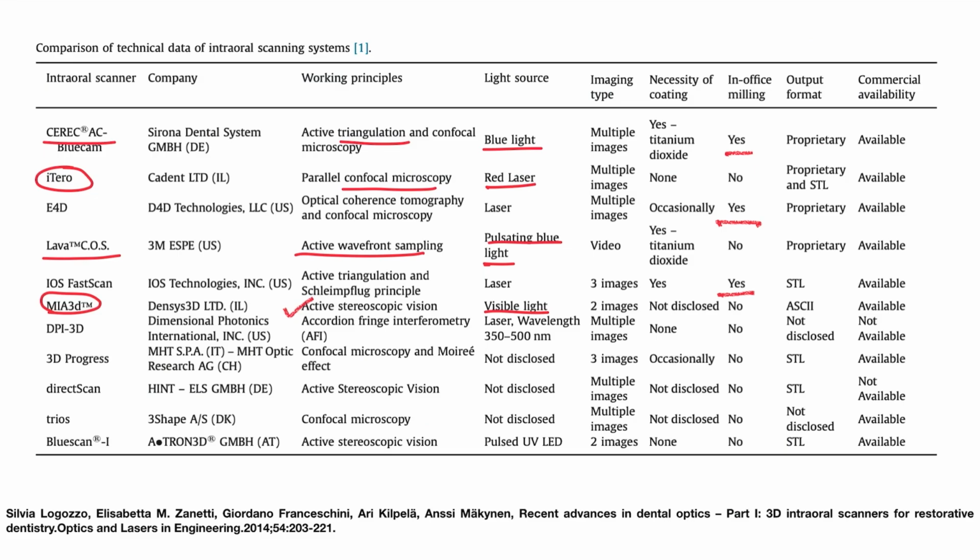Here comes the example of some intraoral scanners, the working principle they have used, and the light source they have used. For example, the CEREC scanner uses the triangulation method and confocal microscopy, whereas iTero uses parallel confocal microscopy technique, and some others use active stereoscopic vision. Some of the scanners use blue light or other visible light as a light source, and laser is also used in some scanners. Some of the optical scanners also provide in-office milling.